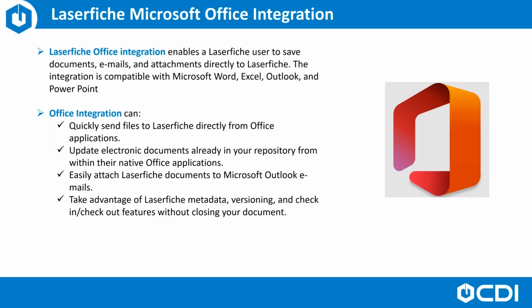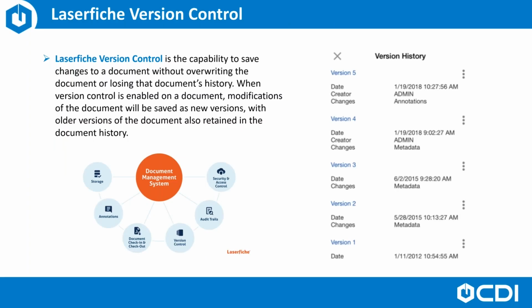So very useful. You can easily attach documents from Outlook into Laserfiche as well. This can be done through a drag and drop process or leveraging the email archiver tool that's built into Laserfiche Import Agent. You can also take advantage of Laserfiche metadata, versioning, check-in and check-out features without closing your document. So that's, again, available in that Laserfiche ribbon and within the Office application that you're working in. And I'll show a demo of this as well, show you how it works live. It's really cool.